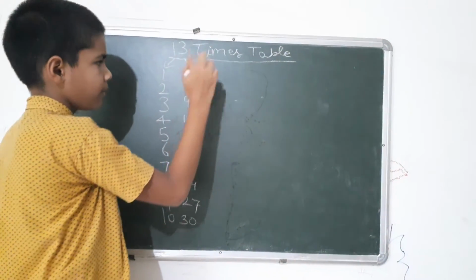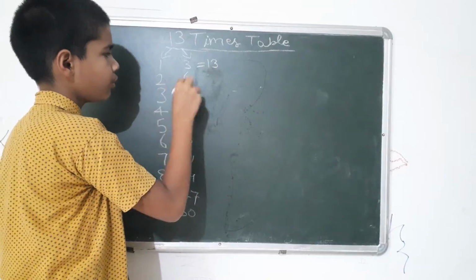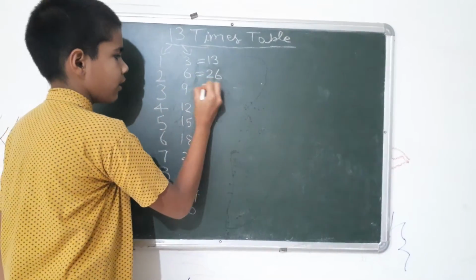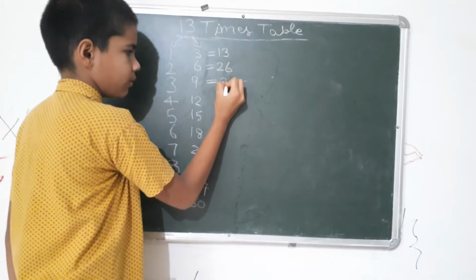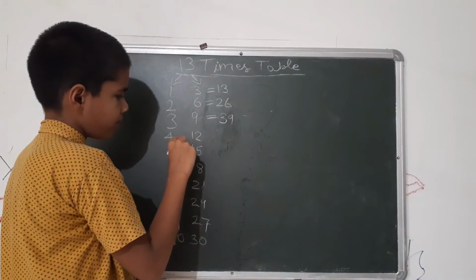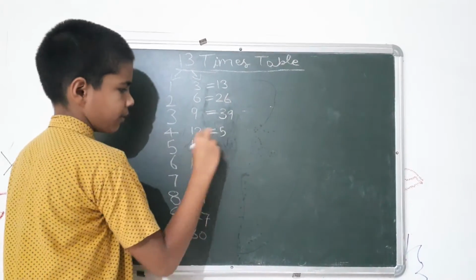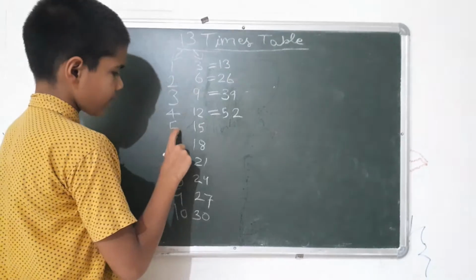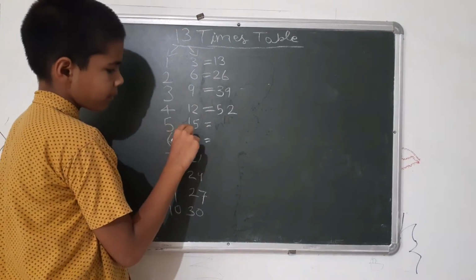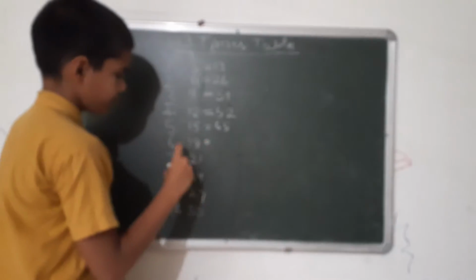1 and 3 equals to 13. 2 and 6 equals to 26. 3 and 9 equals to 39. 4 plus 5. 4 plus 1 equals to 5 and remaining 2 we will write here. 5 plus 1 equals to 6 and remaining 5 we will write it here.